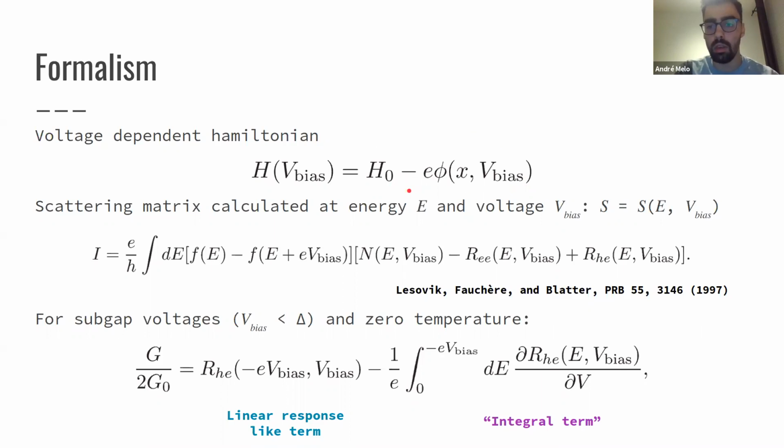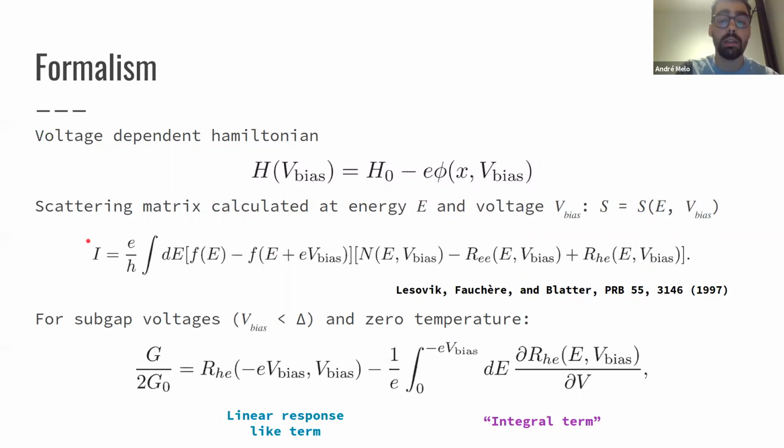Then we can use the Landauer-Büttiker formalism to compute the current in this system. This is a formula that was worked out already in the 90s by Lesovik and other co-authors. It's similar to how you compute the current in linear response, but you have to be careful to allow the amplitudes in this integral to depend on the bias and not just the energy.